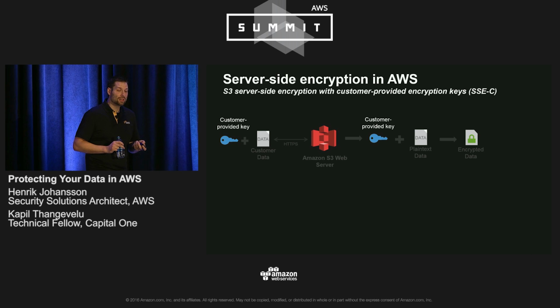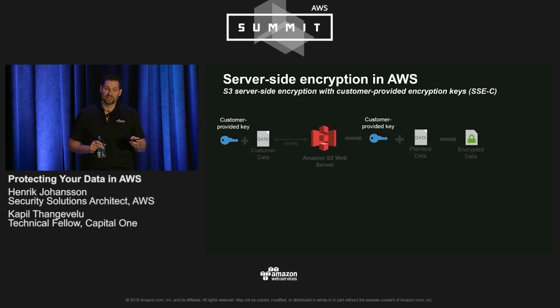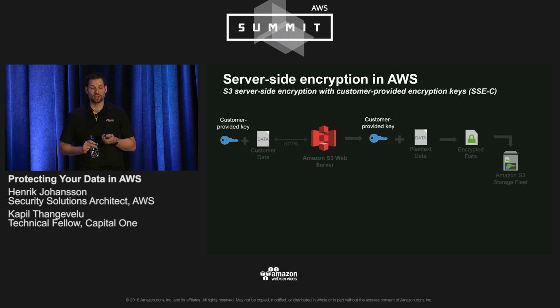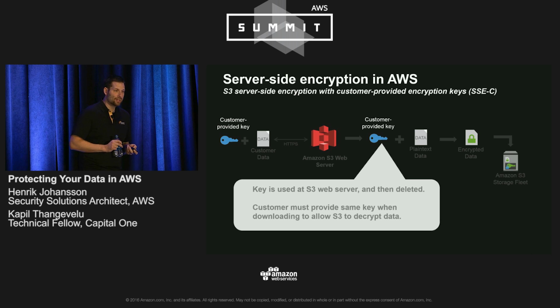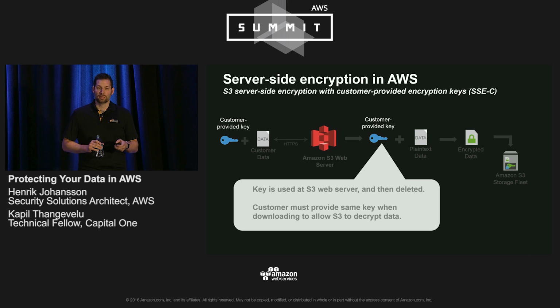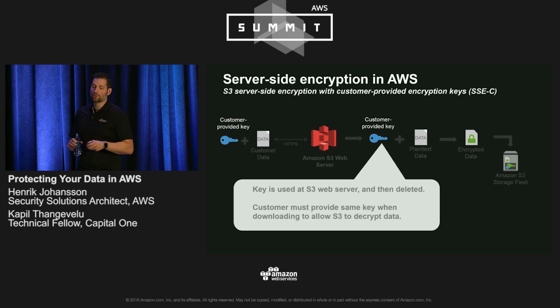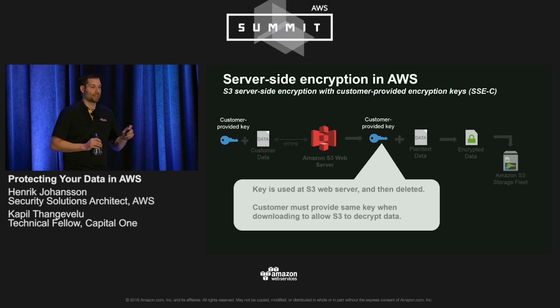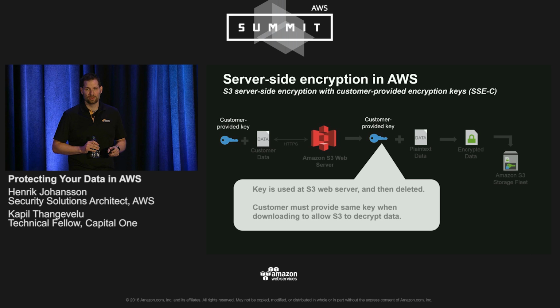S3 will then take the customer-provided key, encrypt the plain text data into encrypted data, store the encrypted data on the S3 storage fleet, and then delete the key. So when you use customer-provided keys, S3 will never store that key in the service itself. And that also means that when you need to access that data, you must write your client libraries to provide that same encryption key every time you access, both for uploads and for downloads. So you cannot upload the data and have S3 decrypt it without providing that key.